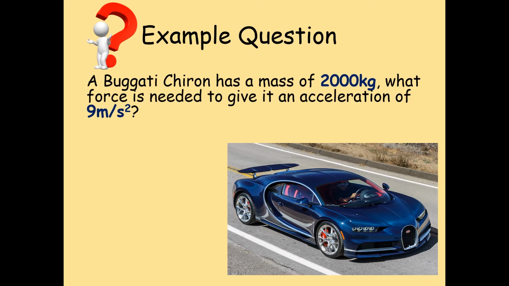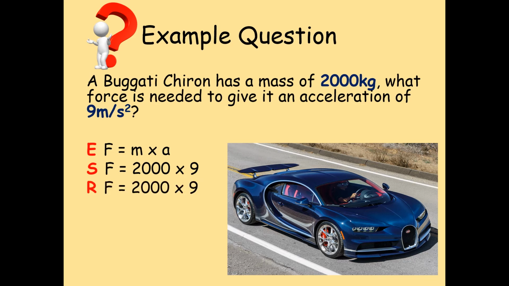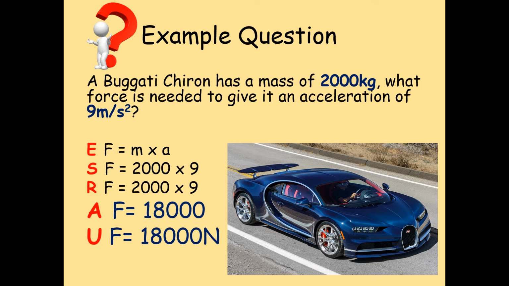Example 2. Now this is a Bugatti Chiron and it has a mass of 2,000 kilograms, which is close enough. What force is needed to give an acceleration of 9 meters per second squared? Again, we do exactly the same thing. E, our equation: force is mass times acceleration. Substitute in the numbers. The mass is 2,000, the acceleration is 9. Do I need to rearrange that? No, I don't. The answer is 2,000 multiplied by 9, which is 18,000 newtons. So the Bugatti Chiron, because of its extra mass, needs a massive amount of power to move it.